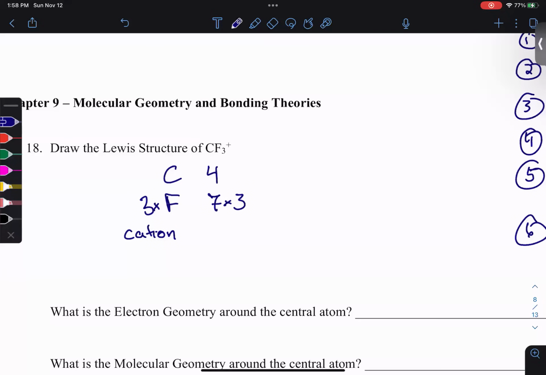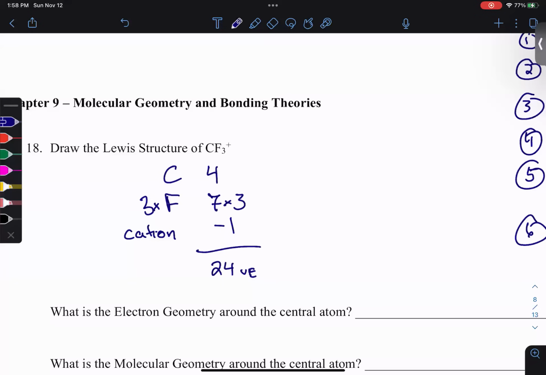So this is a cation. So in order to make a cation, how do you have to adjust electrons? Do you add more electrons or take off electrons? Take them off. So we want to subtract 1 electron because it's a cation. Yes, it's positively charged, but to get that, we have to remove an electron. So we have how many electrons to spend? 24. All right, and so we need to make sure that our structure has 24 electrons drawn and nothing more.